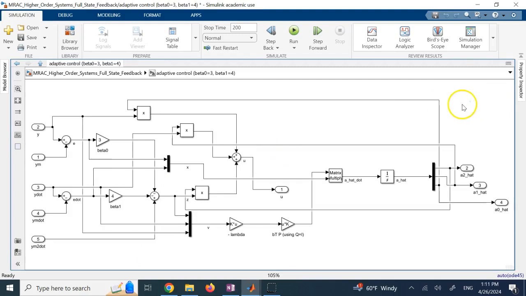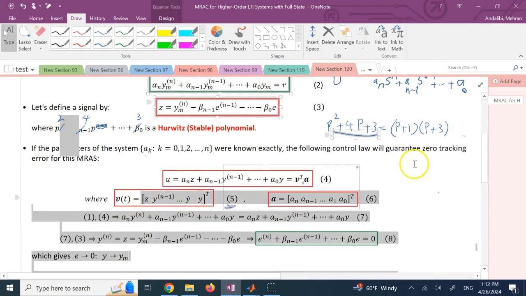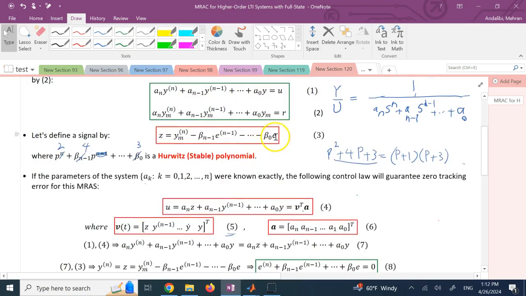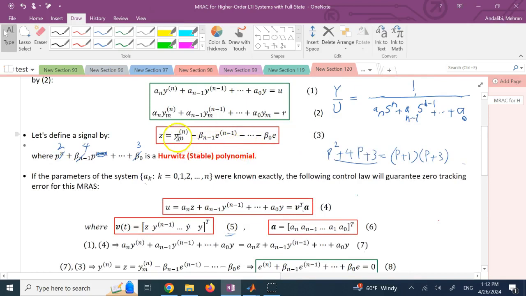what do I need to form my control law? As I said, I need all of these terms. I need to form V. For V, if you look, I need Y dot, and I need Z. For Z, what do I need? I need the error and error dot in this case, and ym highest derivative. Remember, n is 2. So Z in this case is going to be the second derivative of ym minus beta 1 e dot minus beta naught times e.